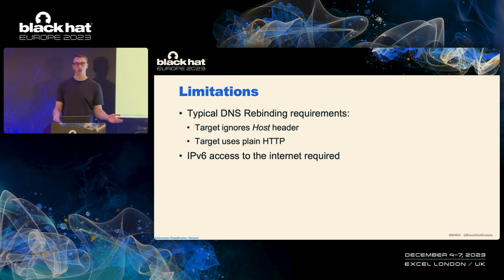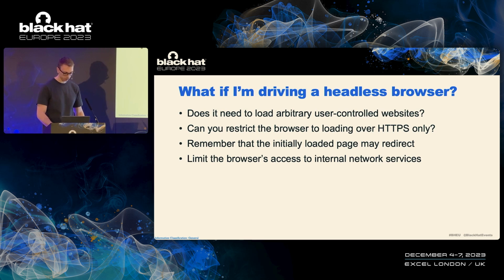Well, you have the traditional DNS rebinding limitations. Specifically, the target web server has to ignore the host header. You need to be able to have anything, or anything printable, in there as an actual domain. And it has to use plain HTTP. HTTPS will break this. And for attacking Chrome and Safari, we also have the requirement that IPv6 access to the internet is required. If you don't have that, the AAAA lookup won't even be performed. So there's not really much scope for other trickery there, such as trying to return 6-4 responses, for example.